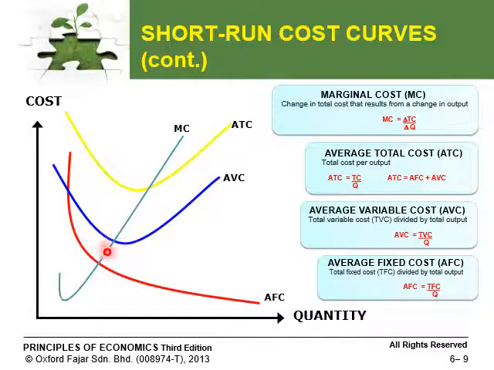Whenever marginal cost intersects with average variable cost or average total cost, it intersects at a point that shows that is the minimum value of cost. All right.